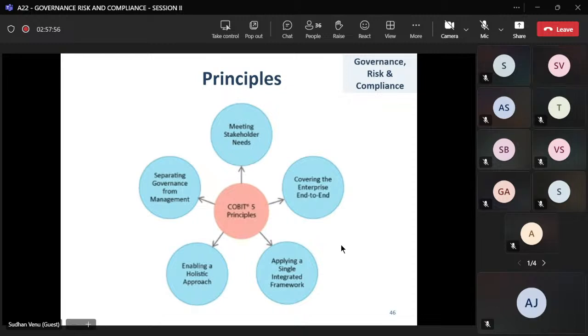The first principle is meeting stakeholders' needs. What the stakeholders need in terms of governance should be met by the organization. The second is covering the enterprise end to end, from the enterprise-level perspective of the business. The third is applying a single integrated framework. It should be a single framework and not aligned with other technologies. The fourth is enabling a holistic approach, which should be enabled in the COBIT format. Then, once all the things are identified, the fifth is separating governance from management. Once everything is defined in the procedures and policies, we have to separate governance from the management team, and then they will get a clear picture of the principles.